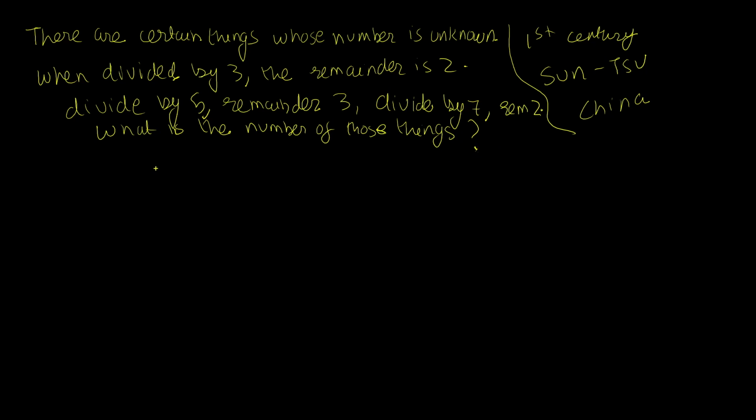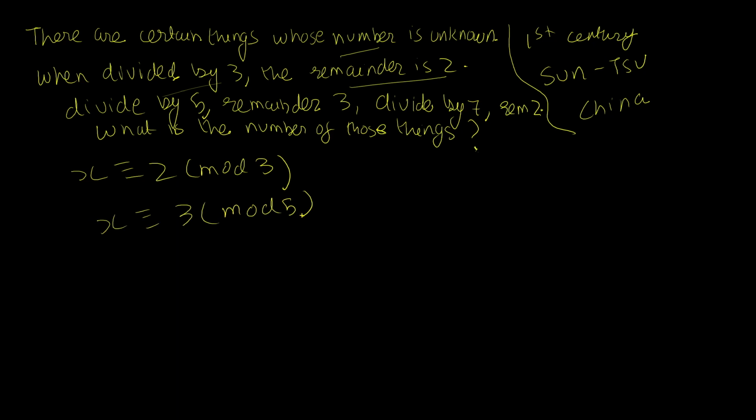Honestly, this is a pretty lengthy way to ask a pretty simple question, but we have our toolkit with us. So let's formalize this. All this question is asking is to find the x that is congruent to 2 mod 3, a number which when divided by 3 leaves a remainder of 2. Similarly, it has given me two other congruences: x is congruent to 3 mod 5, and x is congruent to 2 mod 7.